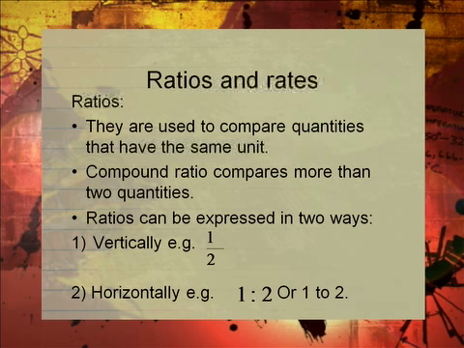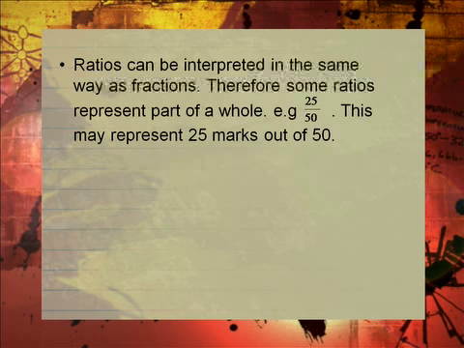I'm still on the ratios, guys. Now we're taking a further discussion here. Ratios can be interpreted in the same way as fractions, as I said, like 1/2. Therefore, some ratios represent part of a whole. Let's take this as an example. You have 25/50. Let's say this is a test. Okay, this may represent 25 marks out of 50 marks. So again, it can be converted to a ratio. You simplify it to 1/2. It's the ratio. So this is why I'm saying some ratios represent part of a whole. Remember, I'm still using the same unit there.